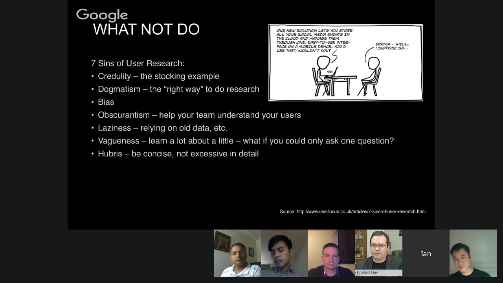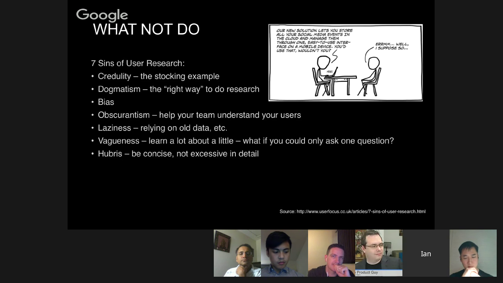Vagueness, I mean, when you set those objectives for your user research, be as specific as possible, and make sure you're able to do it in the time frame that you have. It becomes really about, as they say, learning a lot about a little. Instead of trying to answer too many questions, try to think, you can ask people, what if you could only ask one question? What would it be? I found that's actually a really great tool for engaging with people in user research. You'll get an answer from them.